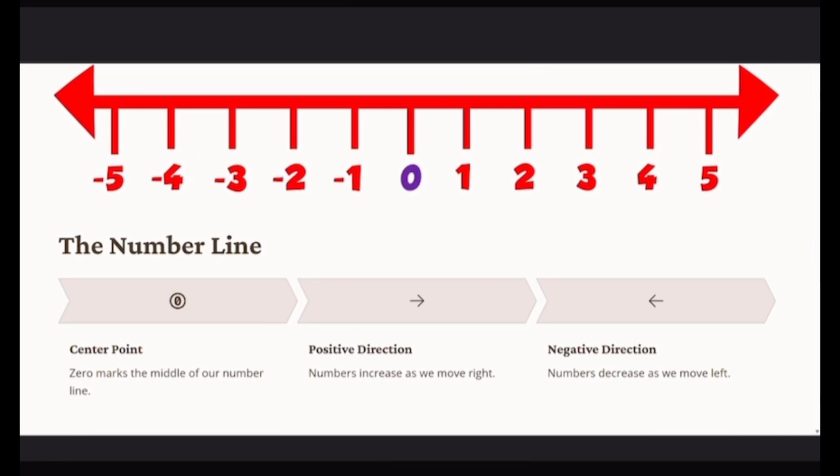The number line. At the heart of the number line is 0. This is the center point, acting as the reference for all other numbers. As we move to the right from 0, the numbers increase. These are the positive numbers, getting larger the further right we go. On the other side, as we move left from 0, the numbers decrease. These are the negative numbers, growing smaller the further left we go. With this basic understanding, we'll be ready to dive deeper into adding and subtracting these numbers.